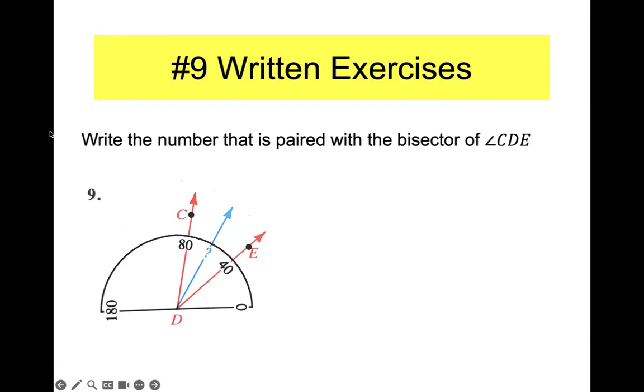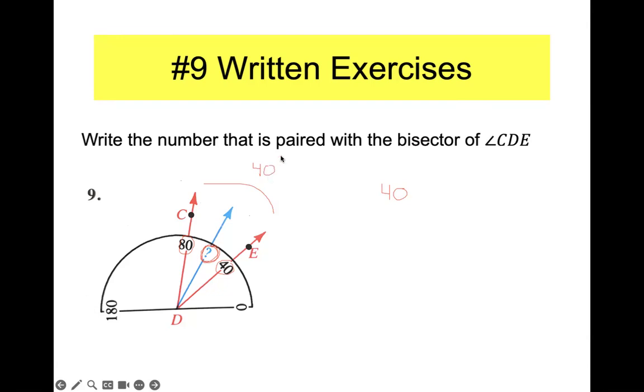Well, we know postulate 3, which talks about the angles and the fact that you can make a protractor. It says that if you want to find the measurement of a specific ray right here, what number is paired with this, you take the other two numbers, 80 and 40, and you subtract those two numbers. So 80 minus 40 is 40. That means from here to here is 40 degrees.